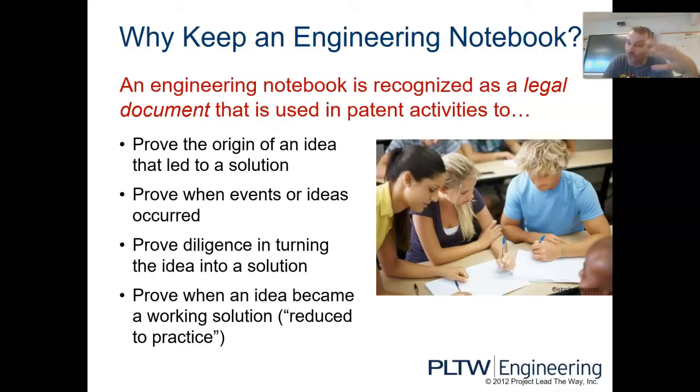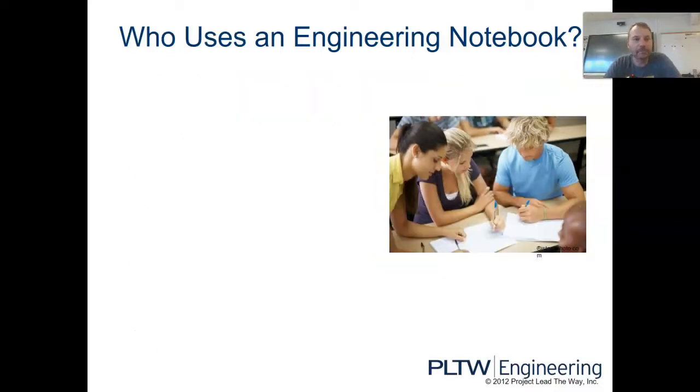It proves when, so there's a date. It proves diligence. So you saw my calculations for torque. At some point your boss is going to say, what size motor? And maybe you're dealing with a $20,000 or $100,000 motor. We don't want to just go buying some huge thing if you haven't shown us that that's truly what it should be. And it proves when an idea has become a working solution, as you've iterated it to make it better.